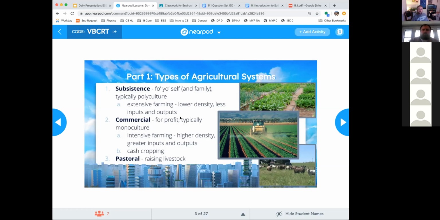Okay. Then there's commercial farming. And this is a picture of commercial farming. By the way, this is kind of what subsistence farming looks like. But here's some commercial farming. Typically, this is monoculture. What do we mean by monoculture?